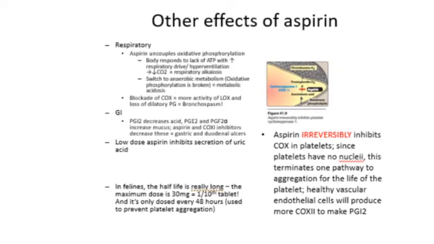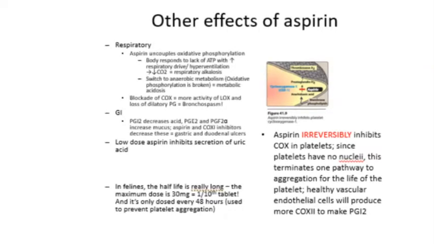First of all, aspirin is going to uncouple oxidative phosphorylation. It's going to uncouple the electron transport chain in the mitochondria. The body's going to respond to the lack of ATP with an increased respiratory drive and hyperventilation. Blowing off CO2 causes a respiratory alkalosis. At the same time, we'll see a switch to anaerobic metabolism when oxidative phosphorylation is broken, so we see a simultaneous metabolic acidosis.